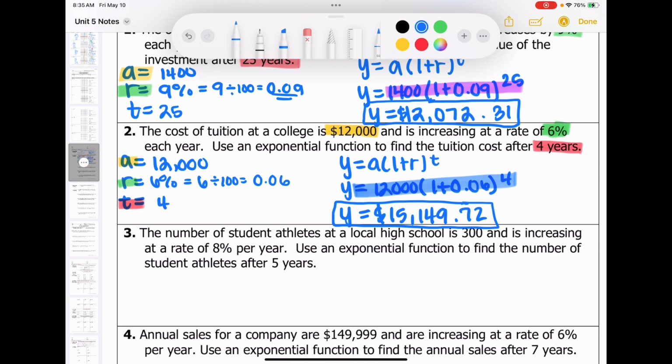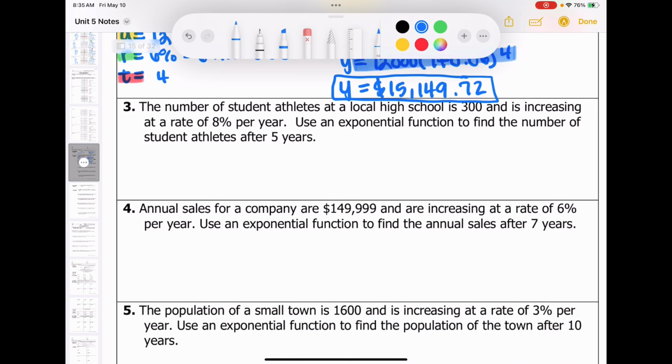All right, let's do number 3. The number of student athletes at a local high school is 300 and is increasing at a rate of 8% per year. Okay, so we know our initial amount, we know our rate. Use an exponential function to find the number of athletes after 5 years. So now we have our time. So a is 300, r is 8%. So I'm going to do 8 divided by 100, which is going to give me 0.08. And then t is 5.